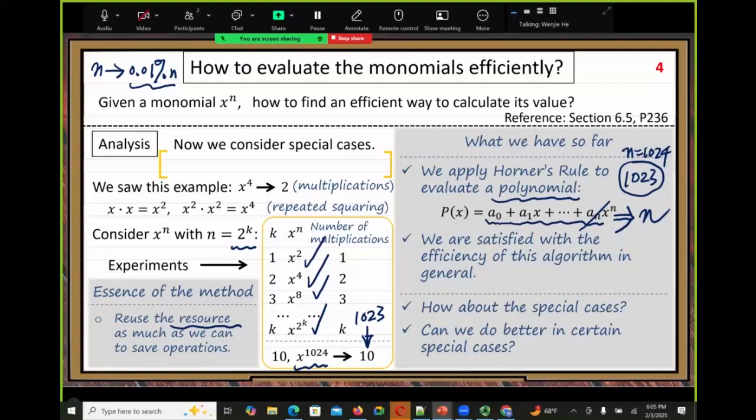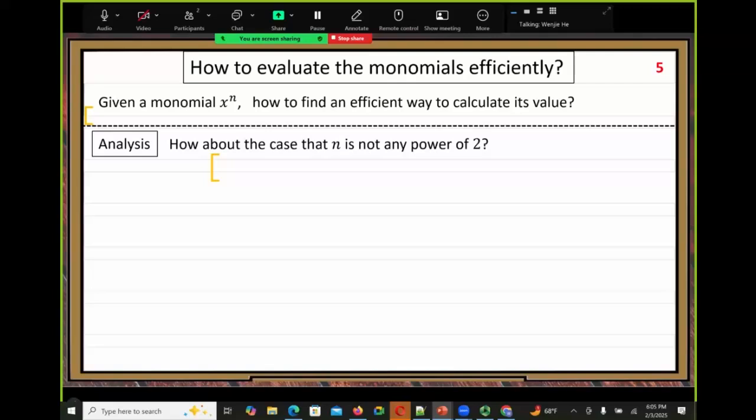So let's use this resource to do more saving. But this time, we release the restriction. We do not require n to be a power of 2. We consider any positive integer n. Let me use a simple example.